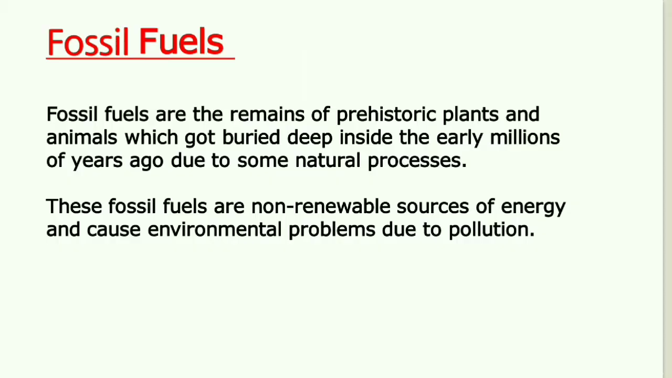To begin with, what are fossil fuels? Fossil fuels are the remains of prehistoric plants and animals which got buried deep inside the earth millions of years ago due to some natural processes. These fossil fuels are non-renewable sources of energy and cause environmental problems due to pollution.